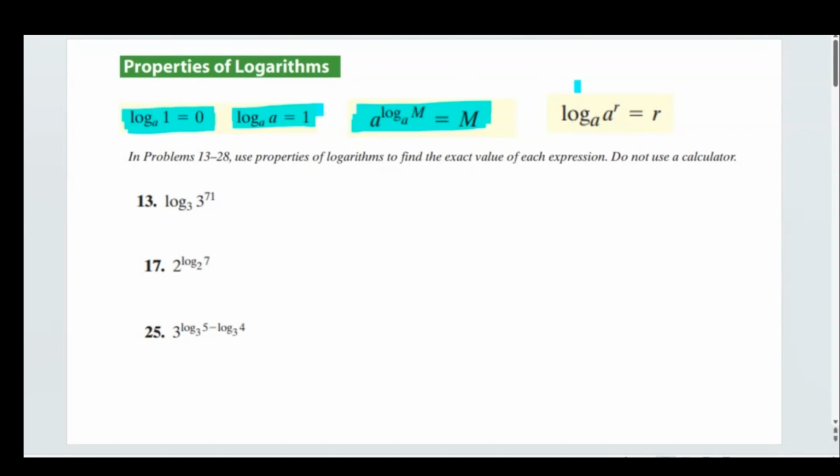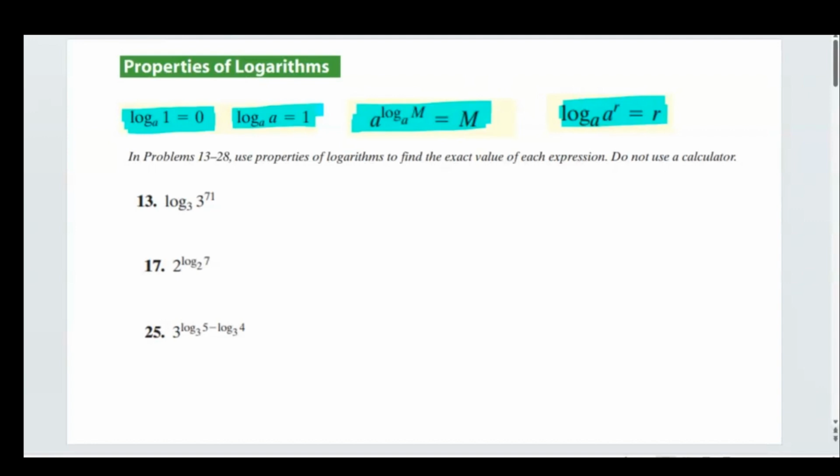And finally, we have that the log in base a of a to the r is equal to r. So you have a logarithm expression with base a, and the argument of that logarithm expression is an exponential expression with base a. So in this case, the value of the expression will be equal to the exponent of the argument of that logarithm expression. I will use this also in some examples later.